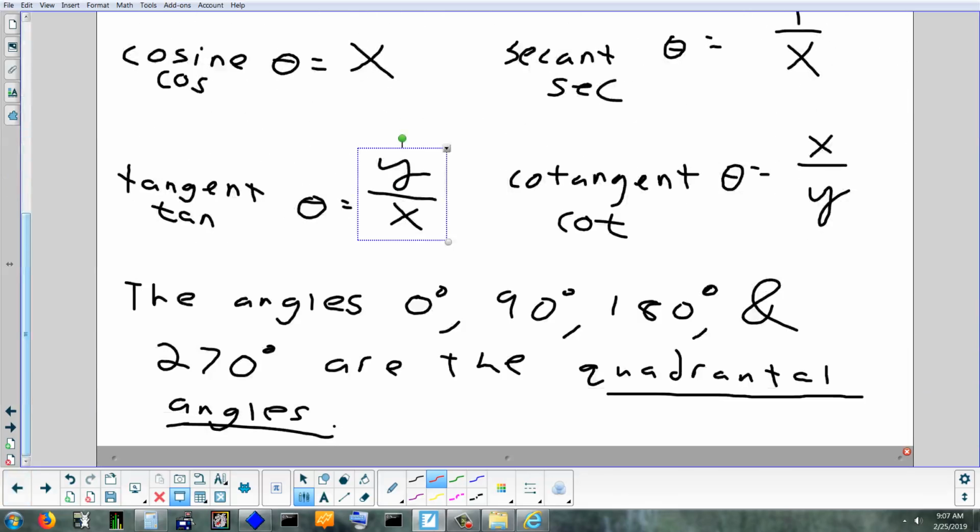So the angles that we looked at earlier, I asked somebody what's special about them, and someone said they're all on the axes. Well, the axes are what separate your plane into quadrants. So that's why these angles are called quadrantal angles. 0, 90, 180, 270. So if you see that word come up in the homework or you see it on the test, now you know what they mean by quadrantal angles. It means it's one of those 4.